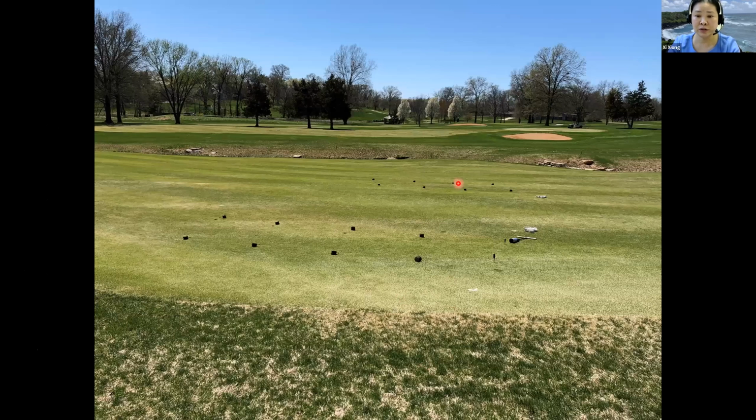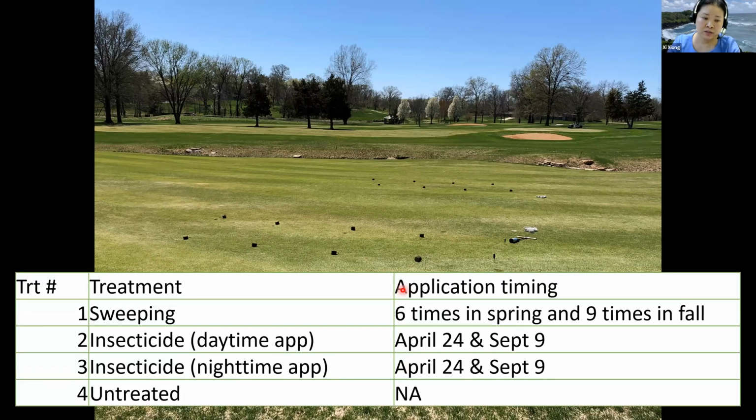So we set up this field experiment on a commercial local golf course on the oyster grass fairway. You can see this is each individual plot. This looks pretty big, 20 by 30 square feet. This is at the time we just set up the experiment, and we have installed 8 pitfall traps in each of the plots. The treatment consists of 4 of them.